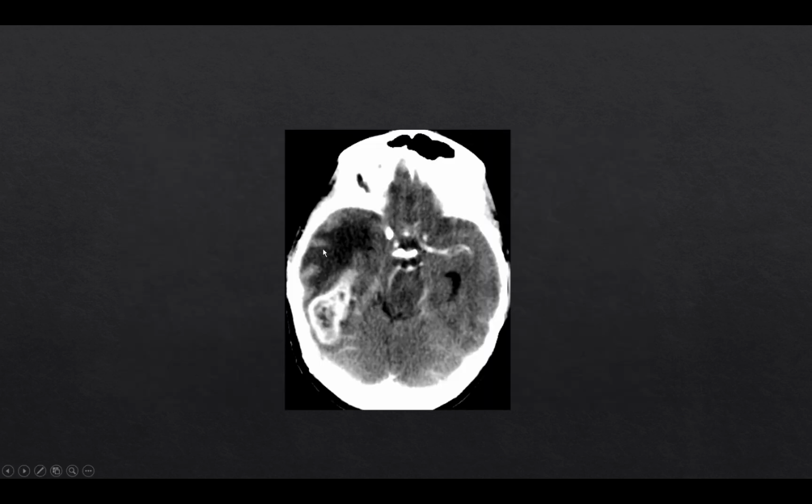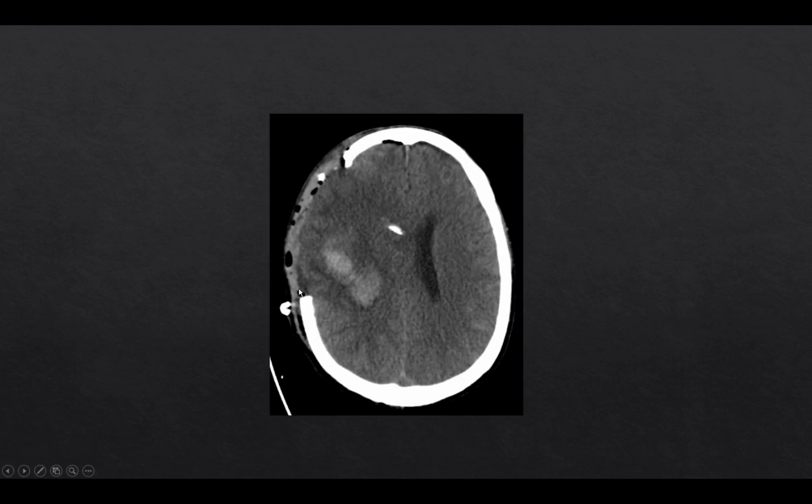Here we have right uncal herniation, evidenced by effacement of the crural cistern on the right. And we notice on this contrast enhanced exam, we see the enhancing mass with associated vasogenic edema, which is causing mass effect and the subsequent herniation. And we can also see the right posterior cerebral artery and the mass effect on that artery, which could result in infarction.